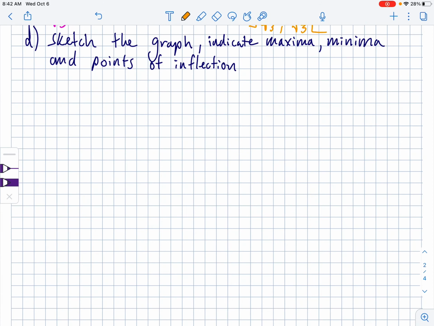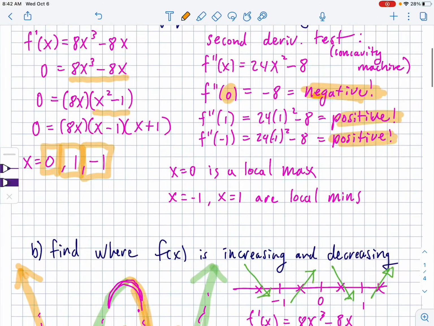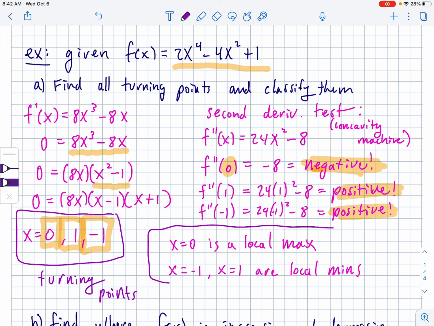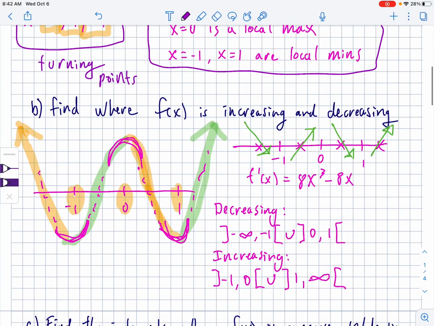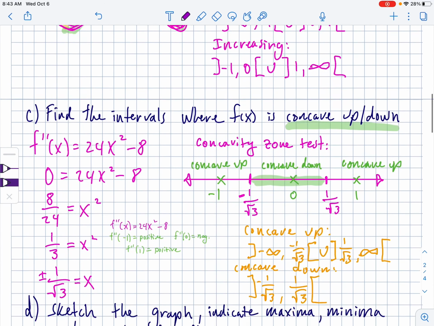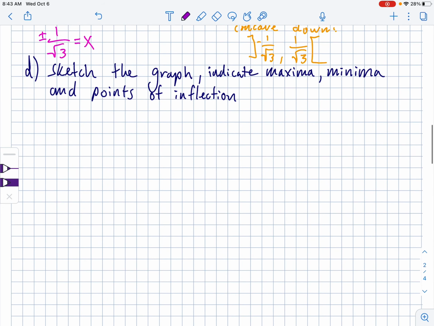Now, we've done all this work to sketch the graph, indicate the maxima and minima. So, we know from all these tests, let's go back and look. We know that, let's use a different color, these are turning points right here. So we know those are the tops of mountains or bottoms of valleys, and we know which is which because we tested them and figured out that 0 is the top of a mountain, and -1 and +1 are local mins. Then in the second one, I was supposed to test the concavity, but I almost started sketching it, because if you know where the mountains and valleys are, you can start to put them out like that.